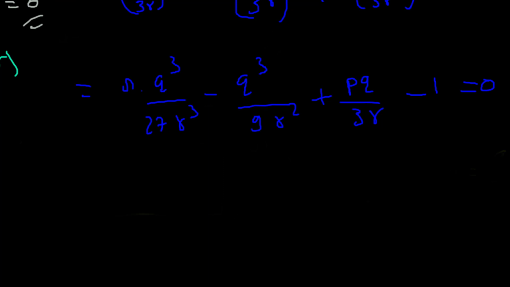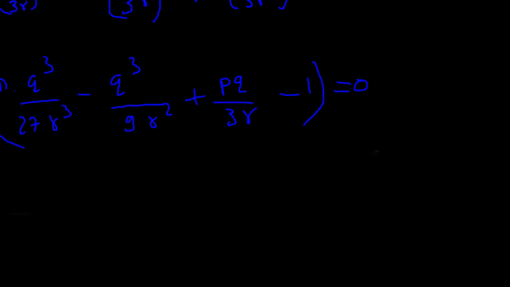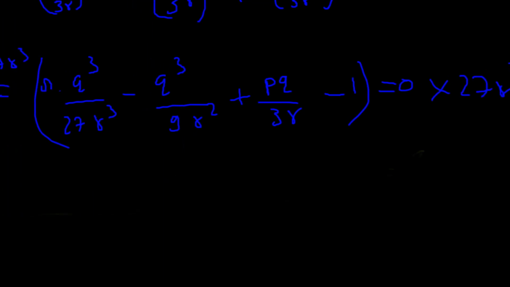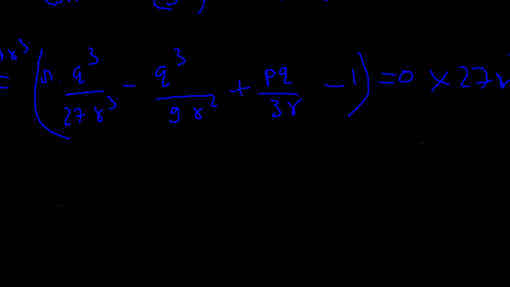What I think is to simplify this, let's multiply this whole thing by 27 r to the power 3. And remember, when we multiply the left hand side, it will also be multiplied on the right hand side, 27 r to the power 3. And anything we multiply by 0 will be 0. Okay, let's just do that.